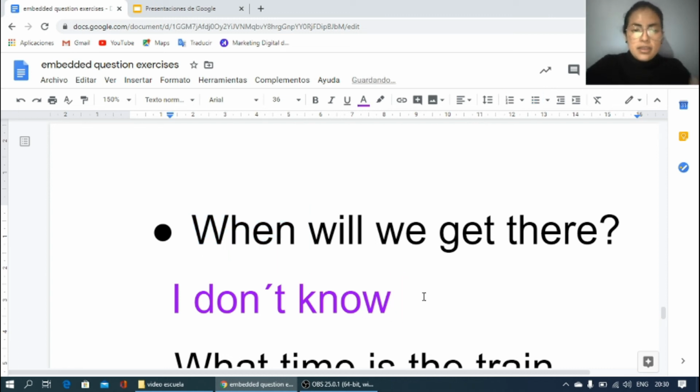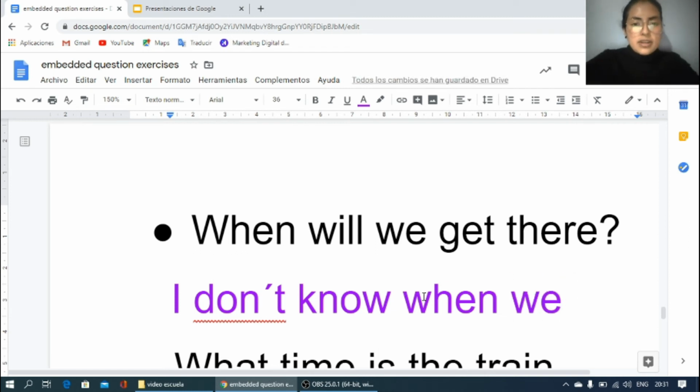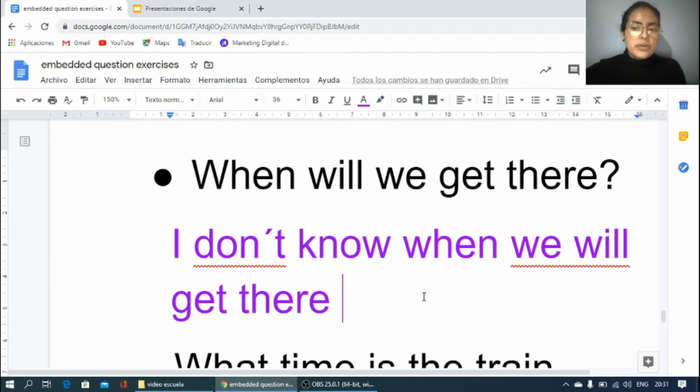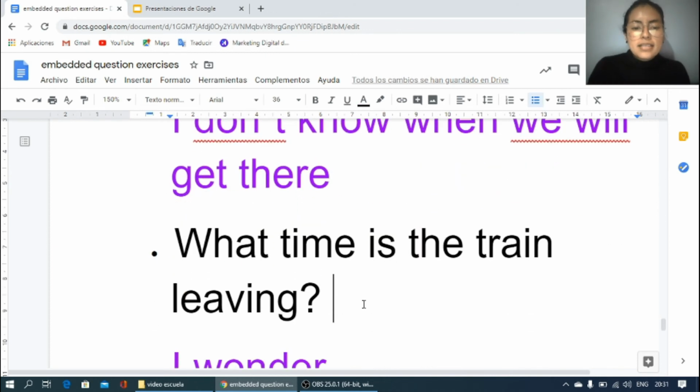The same. The question mark, the WH question, when, the subject, we. In this case, the auxiliary of the future, will, and the verb get, and the complement there. Okay, I don't know when we will get there. In this case, I don't have to write the question mark. Okay, let's start with this.